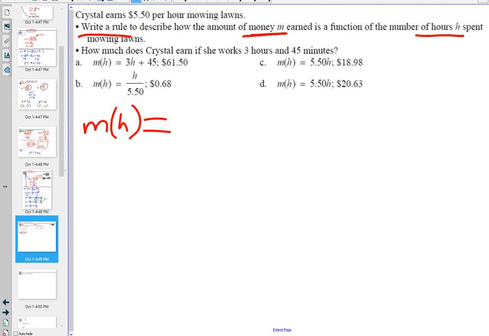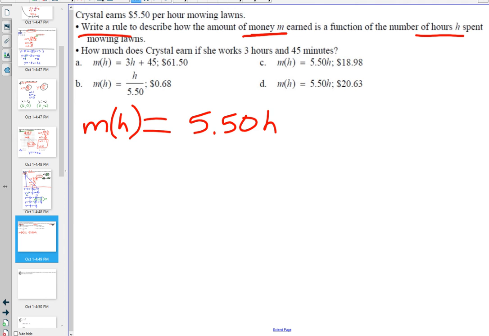Now, what expression could she create to represent how much money she's going to make if she makes $5.50 every hour? Times, good. 5.50, even though you don't need the zero, but they wrote it. So 5.50 times x for hours. You'd like to mow yards? No.